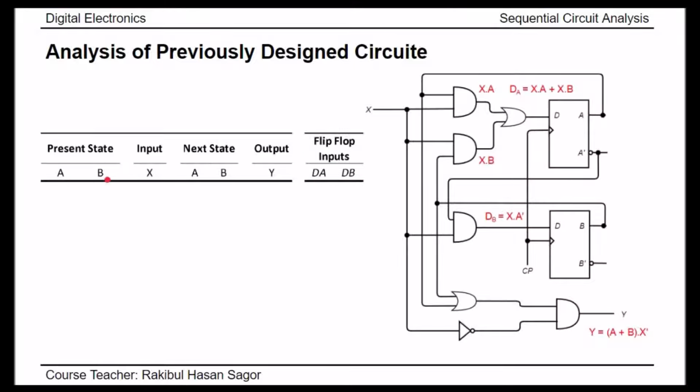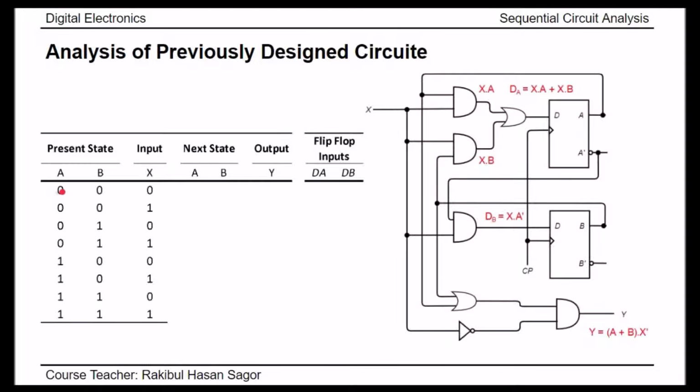So present state and inputs combinations can have these values 0, 0, 0, 0, 0, 1, 0, 1, 0, in this way up to 1, 1, 1. Now when the present state A equal to 0, B equal to 0 and input X equal to 0, first of all we need to find out what are the inputs for first flip-flop, that is DA. DA is the input for first flip-flop here, and the input for second flip-flop is DB, that is here.